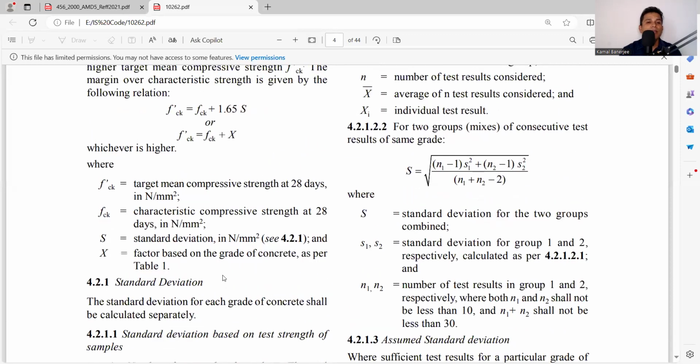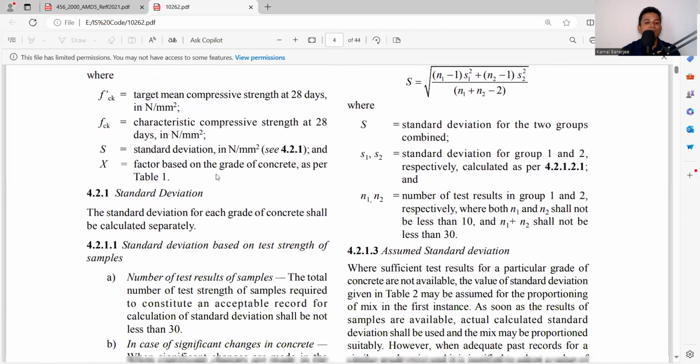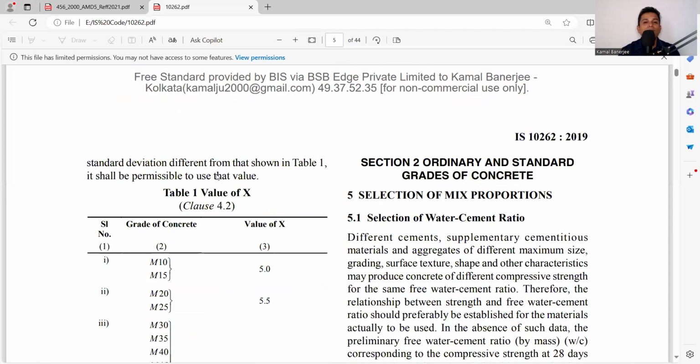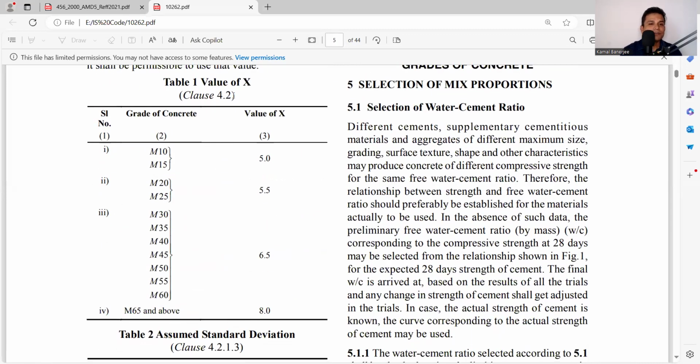So what will happen? fck is 40, 1.65 into standard deviation, I already checked that it is 5. It is coming 48.25, and for fck plus X we need to finalize what will be the value of X. Now, see the value of X. In our case, it is M40. So what will be the value?